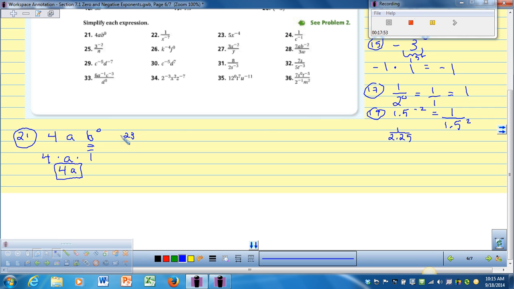23. 5x to the negative 4. Again, only the x is being raised to the negative 4. The 5 just sits out in front. How do I rewrite x to the negative 4? Just the x to the negative 4. 1 over x to the 4th. Right. That negative exponent, never put the negative in front. That's not what it does. So this we would just write as 5 over x to the 4th.